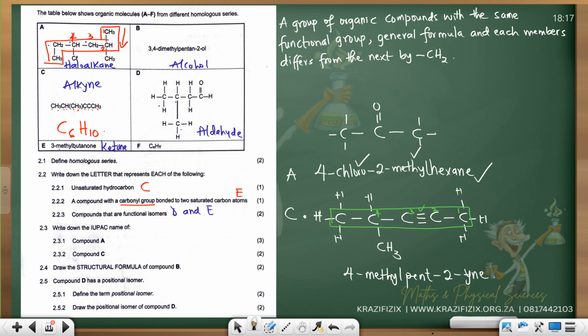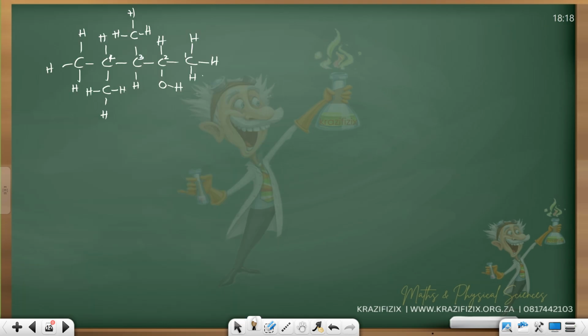Compound D has a positional isomer. Define the term positional isomers. Organic compound, I know your definition, you dumped it on the Monday you wrote. No, let's pick them up again. What is positional isomer? Anybody, definition?